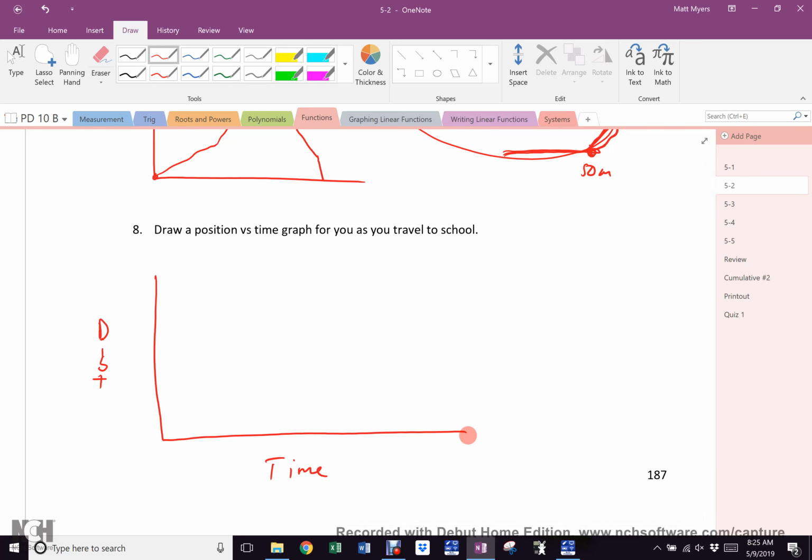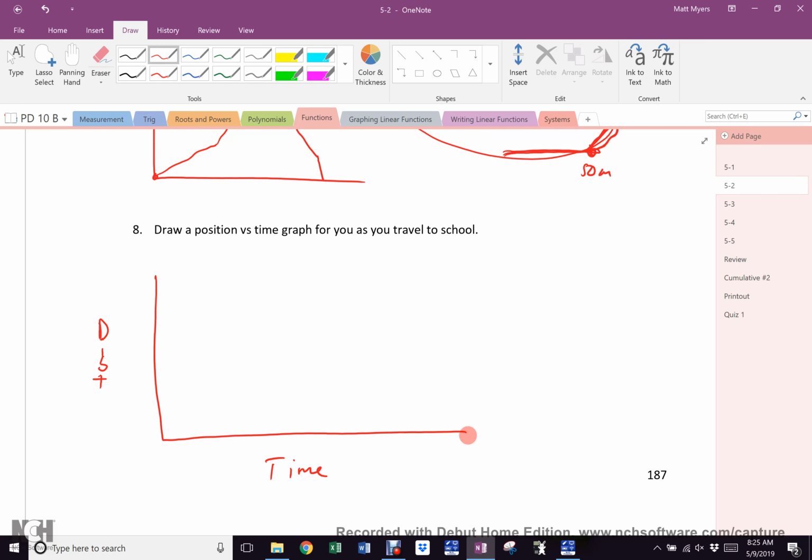Still stopping at red lights and stop signs and such, but not at every third house to pick up some kid, right? If you ride your bike to school, would that look more like the walking line or the driving line? The walking line, but slightly steeper or shallower? Steeper. Why? Because you cover more distance in less time.